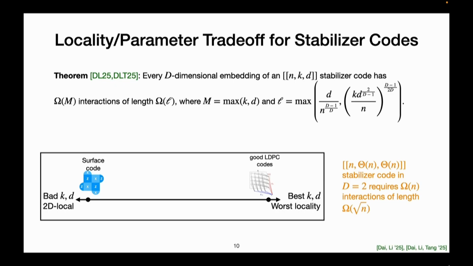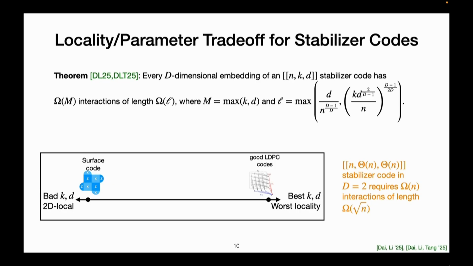And moreover, this trade-off happens to be optimal. We also find constructions that saturate the bound, and so really this is kind of like a complete answer to the question of how much non-locality you need in a stabilizer code to achieve certain parameters. Well, then the next question is, can we generalize this to subsystem codes?